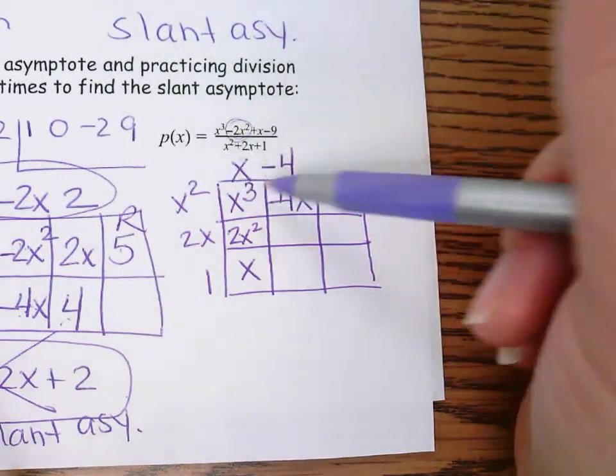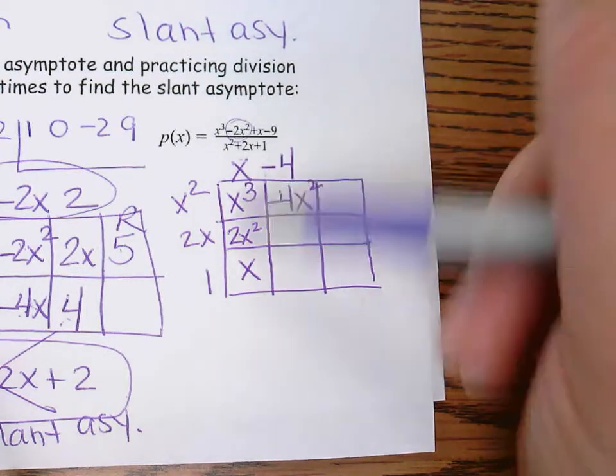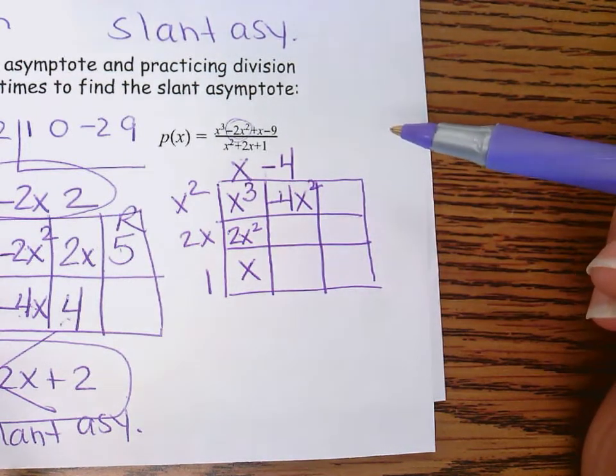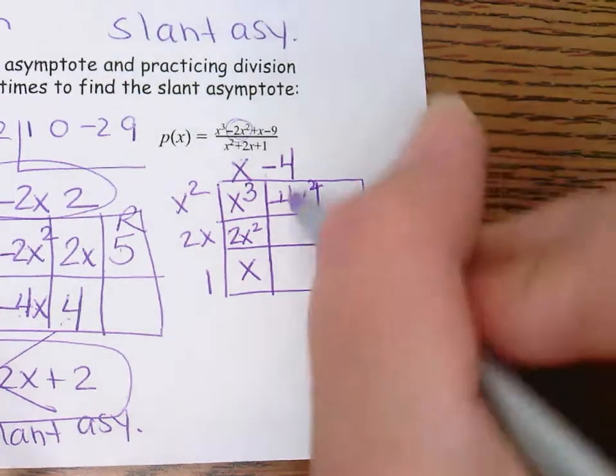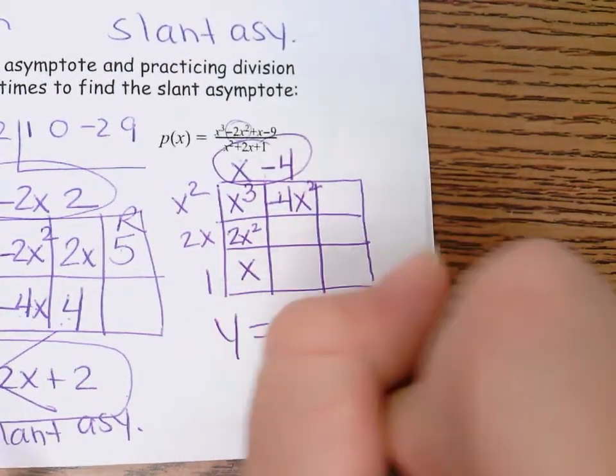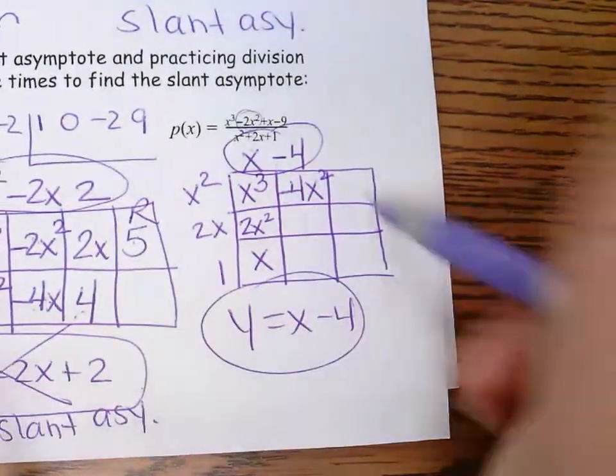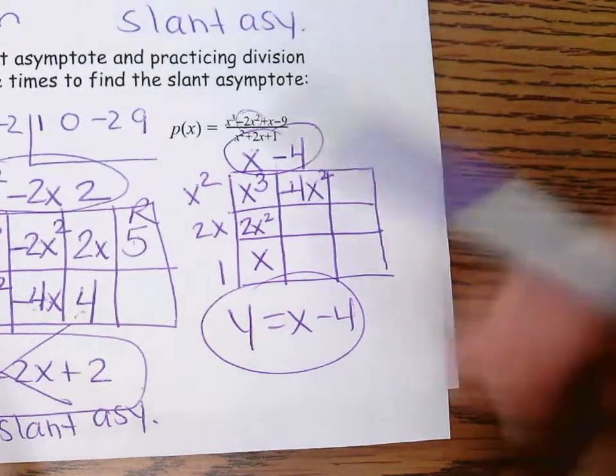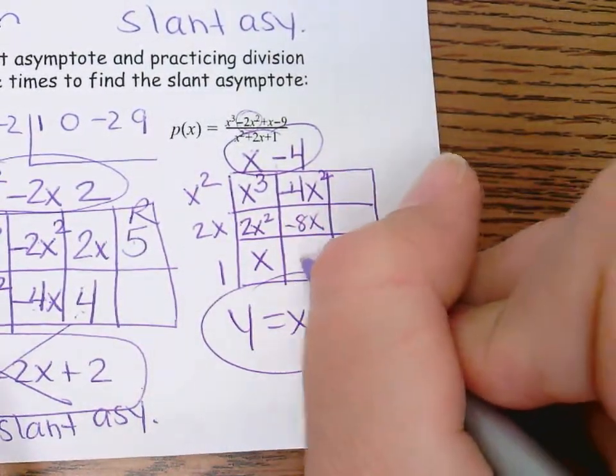That's actually the end of my slant asymptote. All this other stuff's going to be remainder. So I'm just going to stop there. Y equals x minus 4, and it has kind of a yucky remainder. I could keep going. Negative 8x, negative 4.